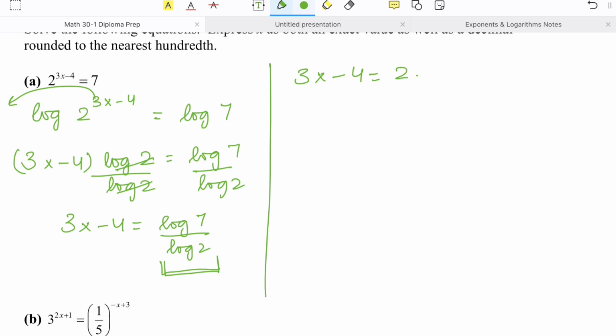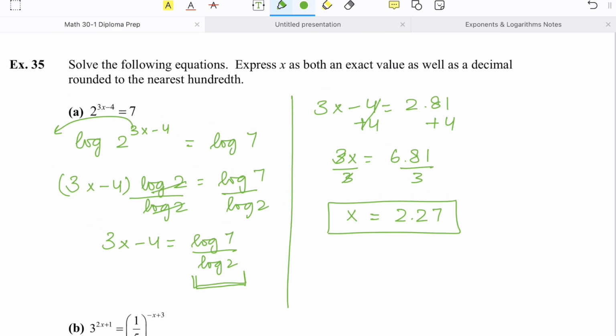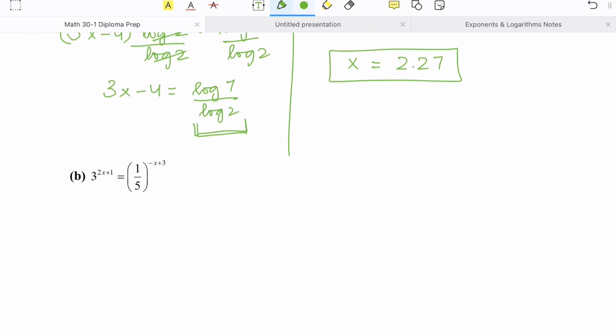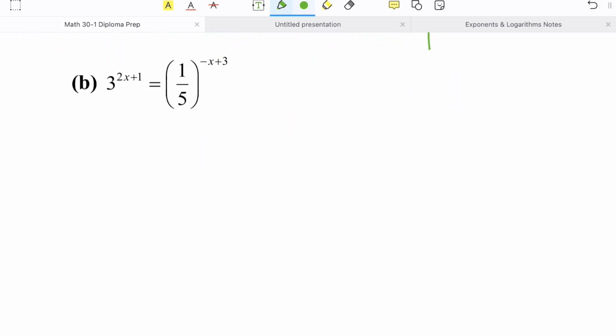So let's do 2.81. Add 4 on both sides, which will give you 3x is equal to 6.81. Divide by 3 on both sides. 6.81 divided by 3 is going to be x is equal to 2.27. And that should be your answer. Pause the video, try the next question.